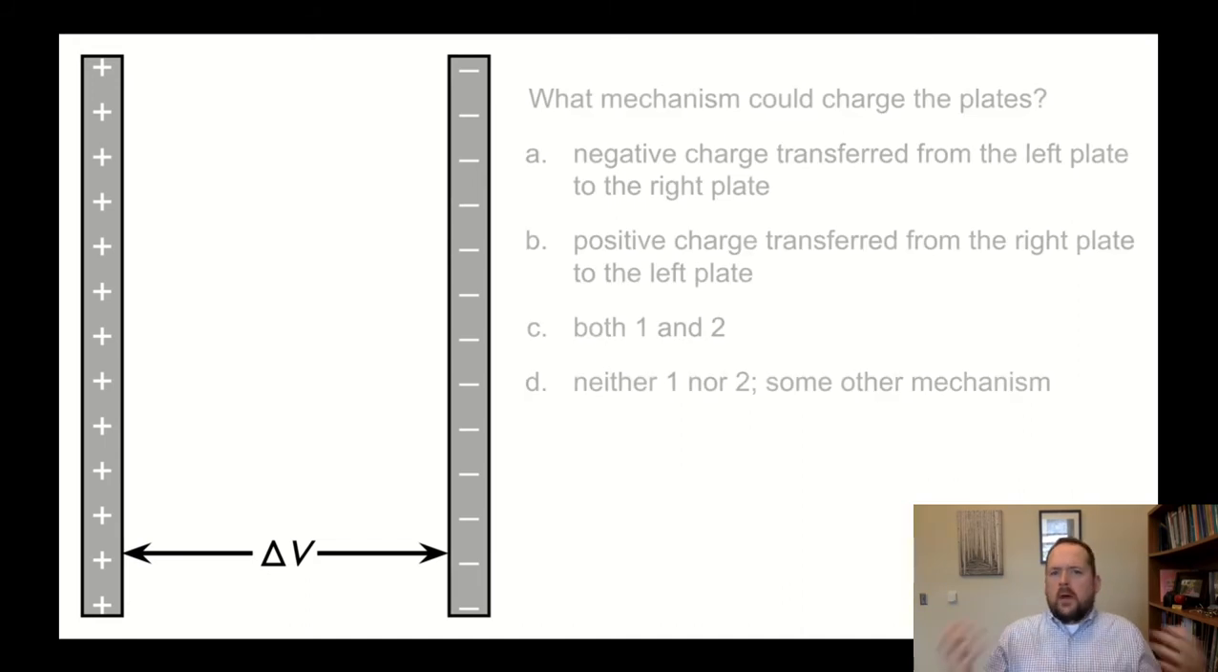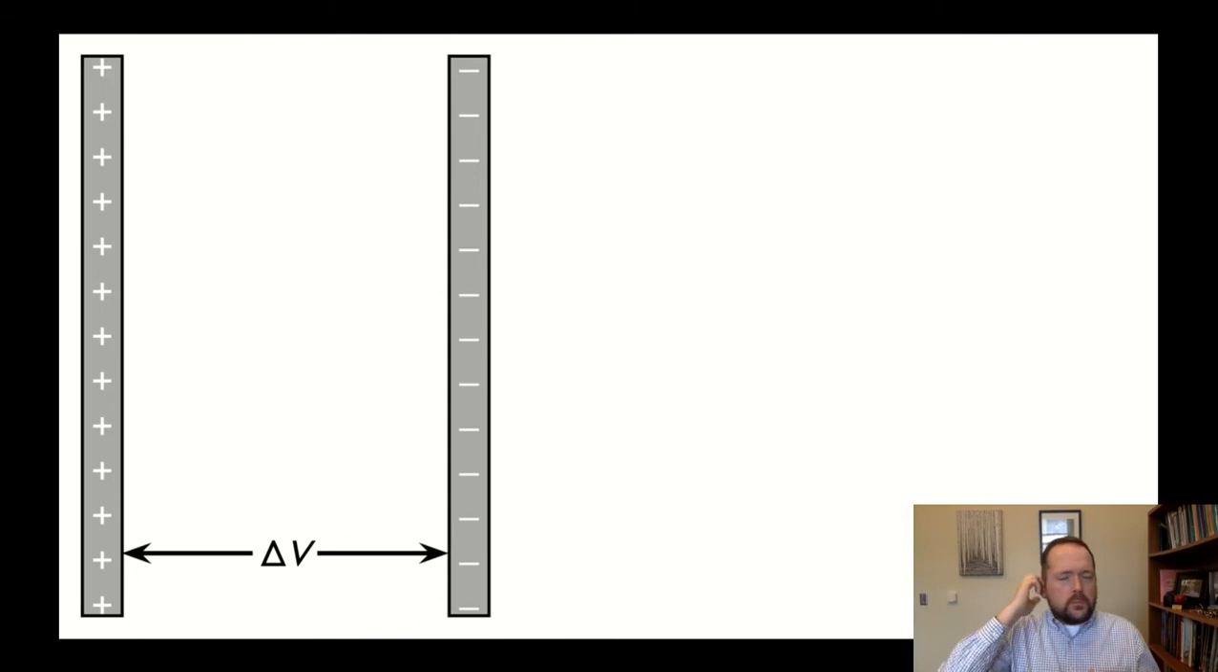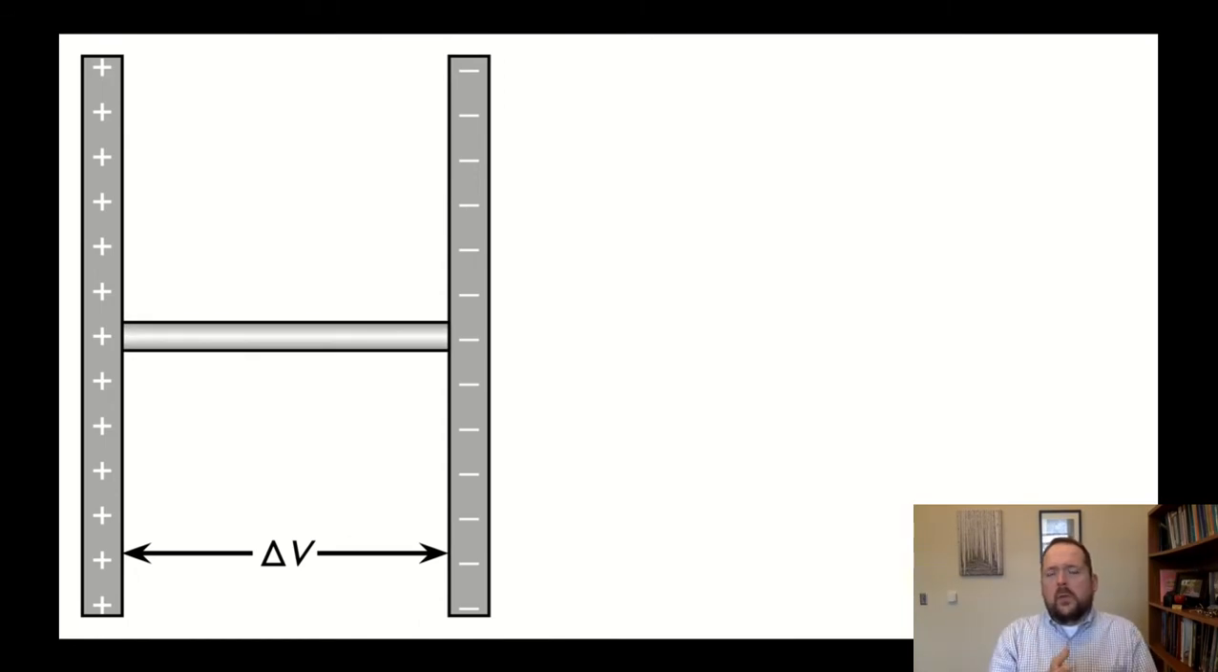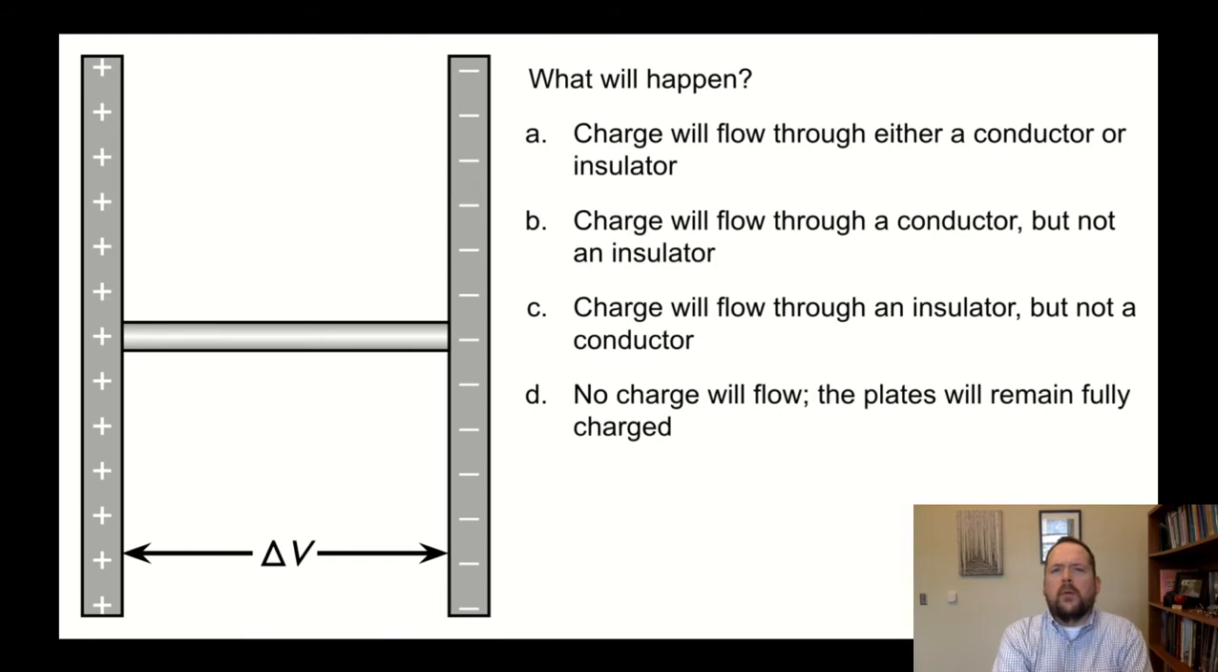All right, so now a new idea here. What happens if we take those two capacitor plates and we connect them with some sort of material? What's going to happen? Is it that charge is going to flow through this material, whether it's a conductor or an insulator? Will charge flow through it if it's a conductor but not an insulator? The reverse of that, will charge flow through if it's an insulator but not a conductor? Or are we going to have no charge flow and the plates will remain fully charged?